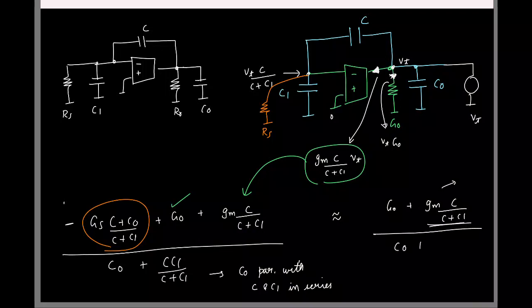By you have C0 plus. So now at least it makes sense why the pole locations come out to be like this, right? So to summarize, let me take this circuit once again.